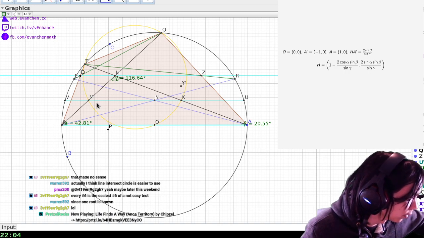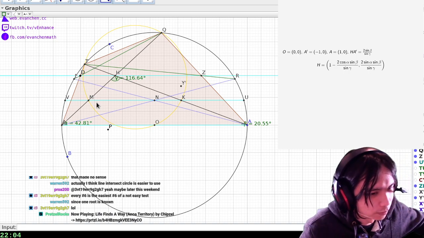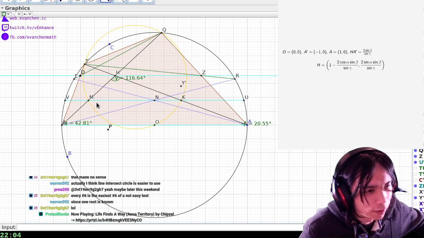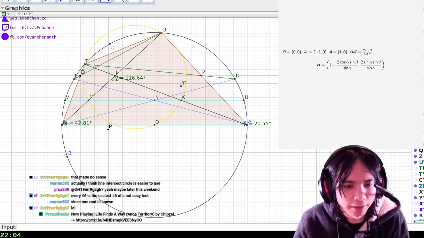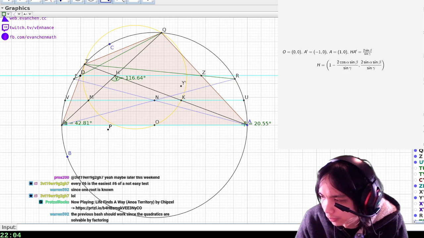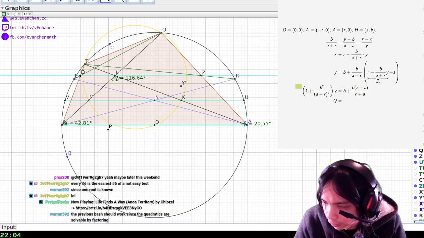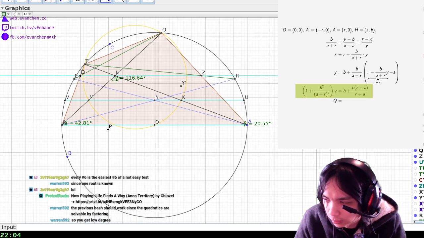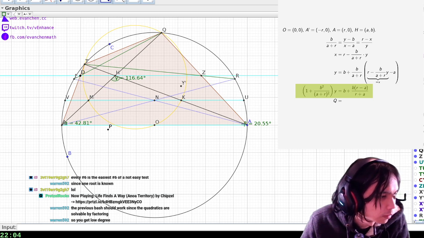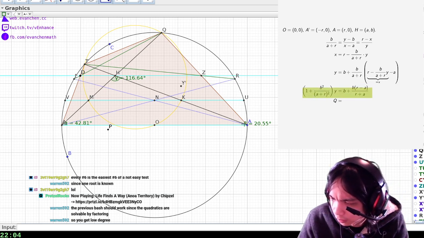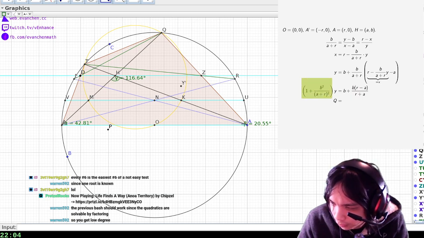Intersect circle is easier to use since one root is known. You think so? I mean, the problem is that I know what it comes out to, right? It's not like I could finish solving the system, but it's not going to simplify, right? These two polynomials don't line up. So it is what it is. I could use a circle intersection method instead, but it wouldn't change the result that you get. So you get low degree. No, but is the y coordinate not like this thing divided by this thing? You think I should stick with this?